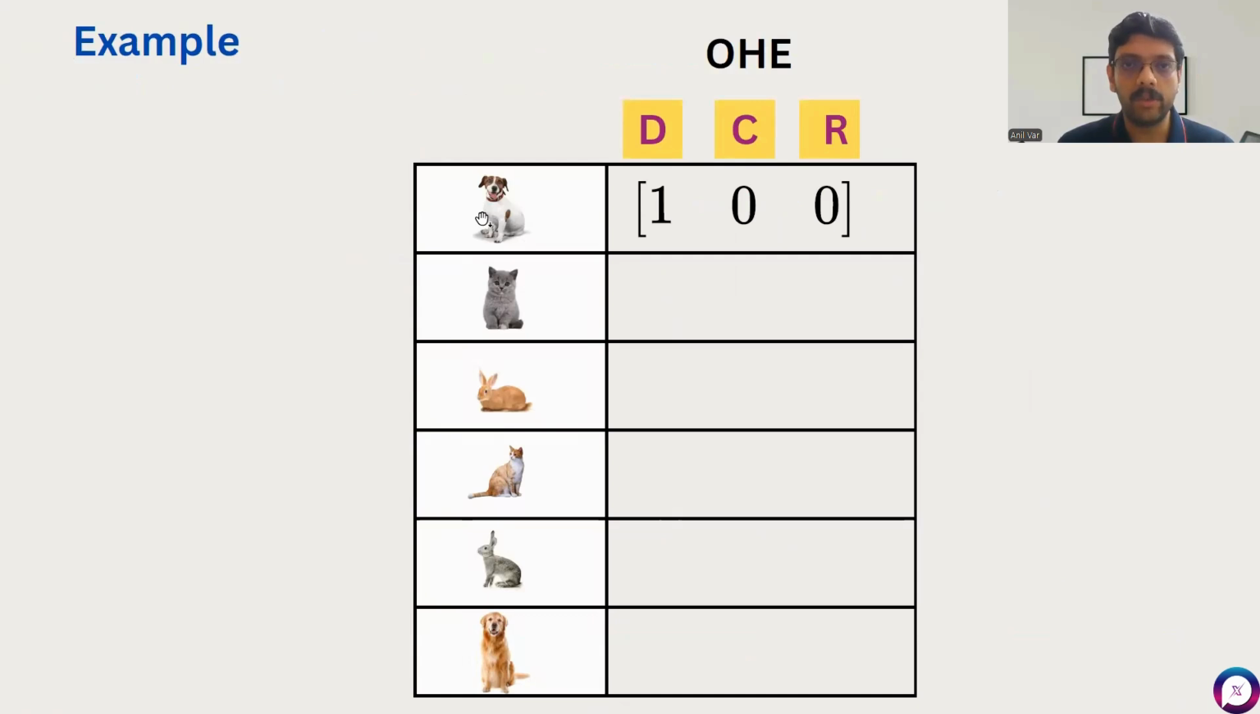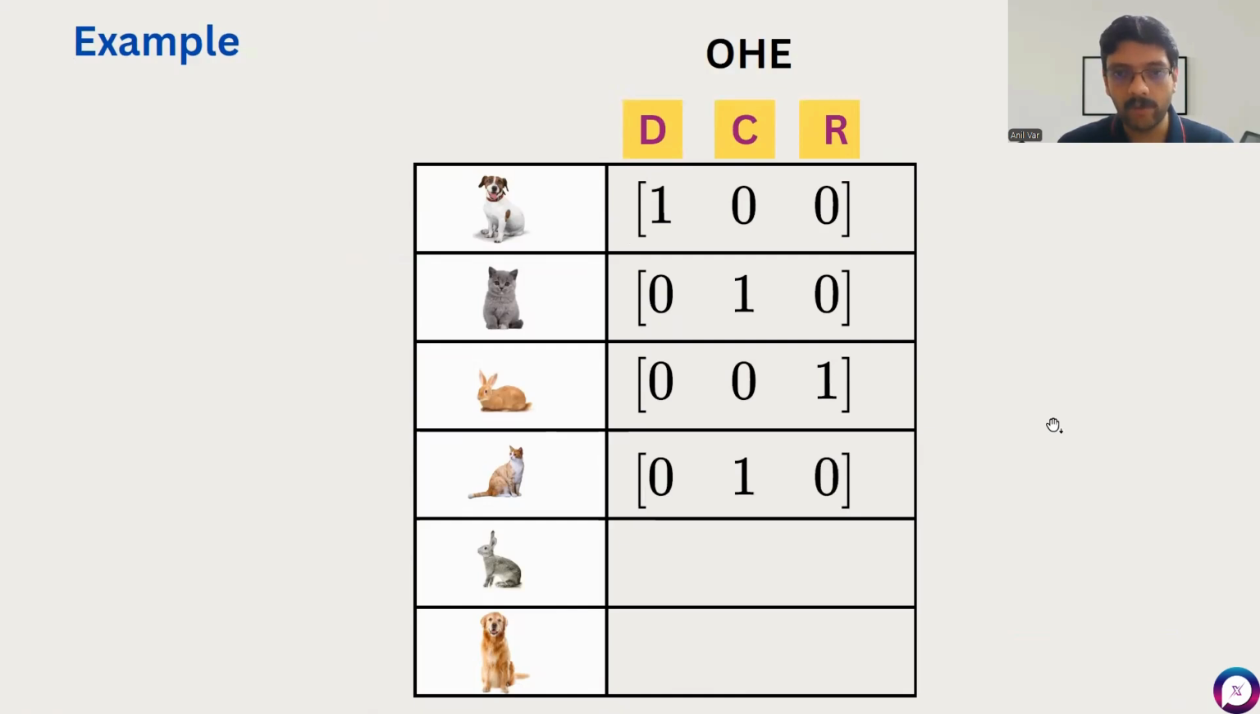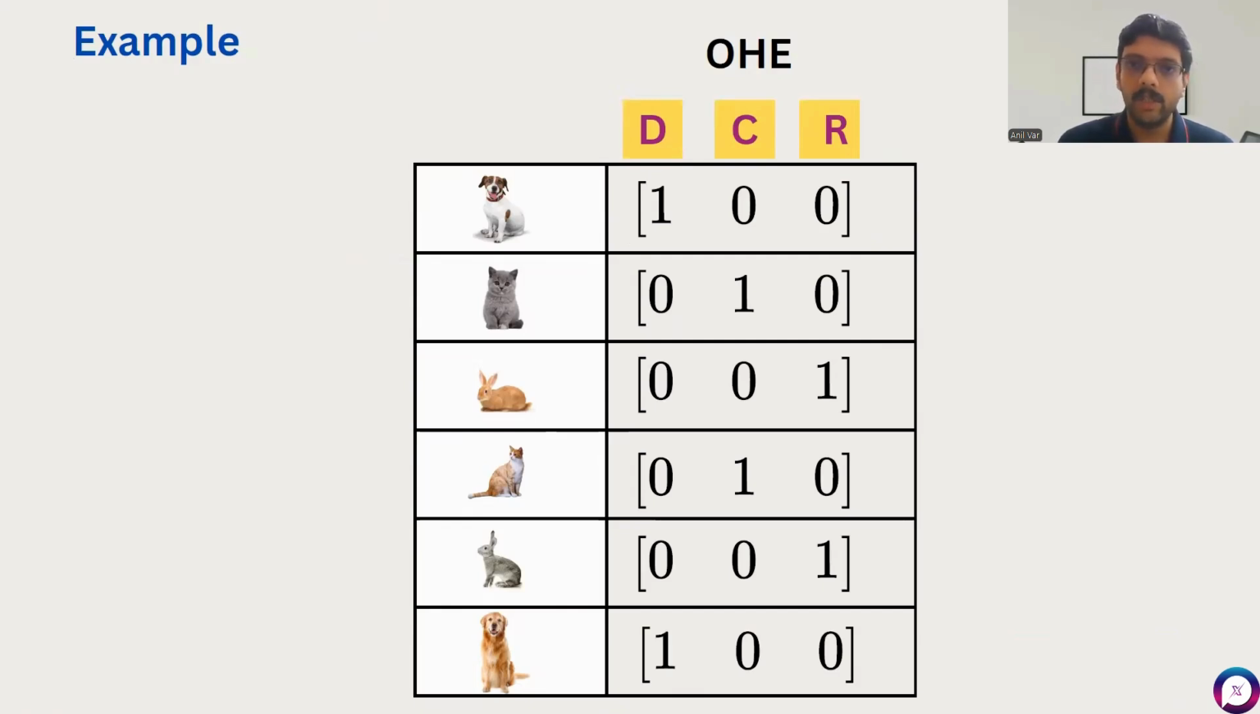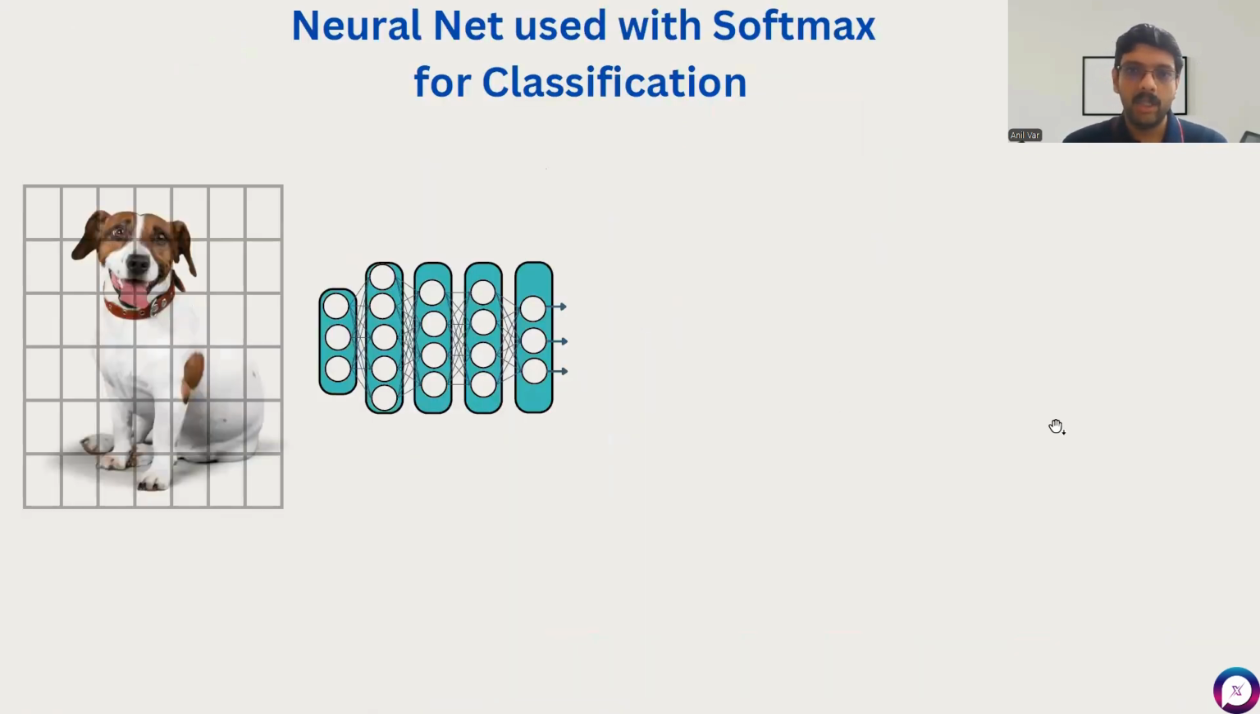In this case, we know it's a dog. This is the actual data we're training on, so the labels are correct. They need to be correct. So it'll be 100, right? One is for the dog. If it's a cat, it's 010. The rabbit, it's 001. So we have a cat again, so it's 010. We then have a rabbit, 001, and then a dog, 100. So we've seen how we can replace the labels with these vectors.